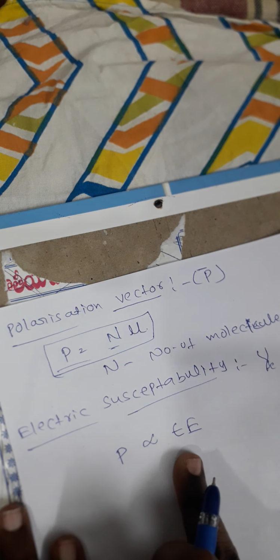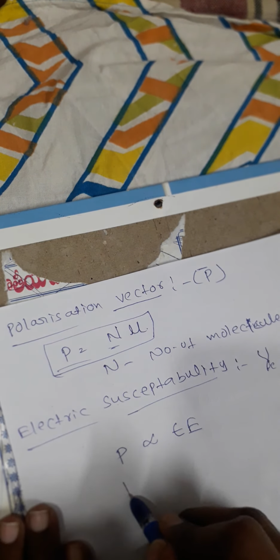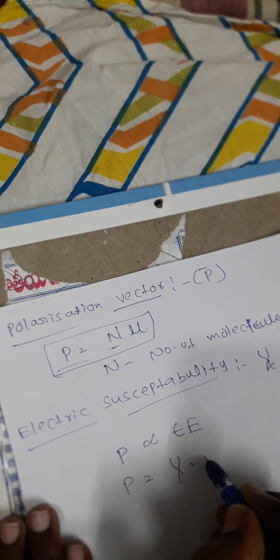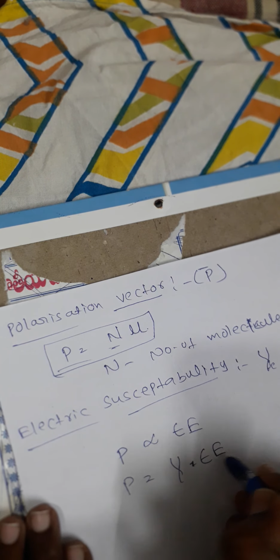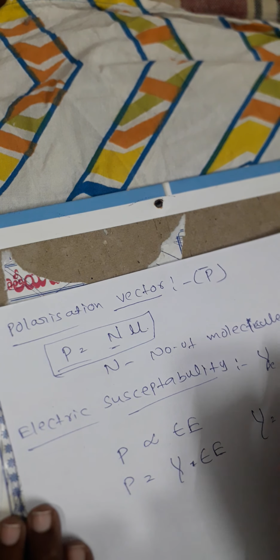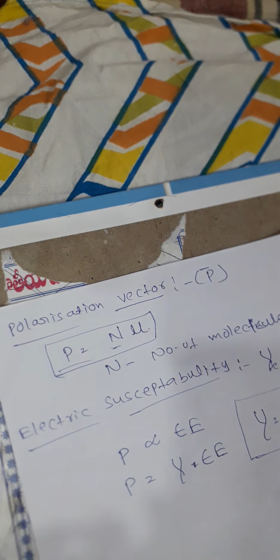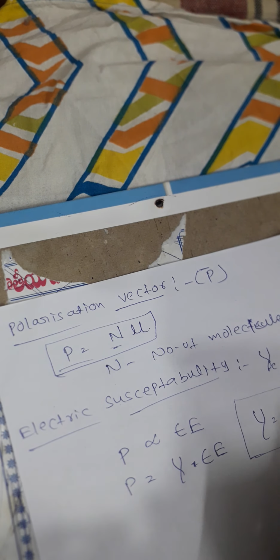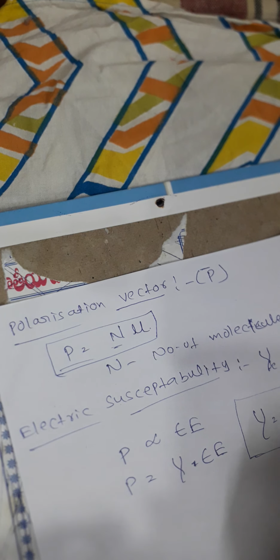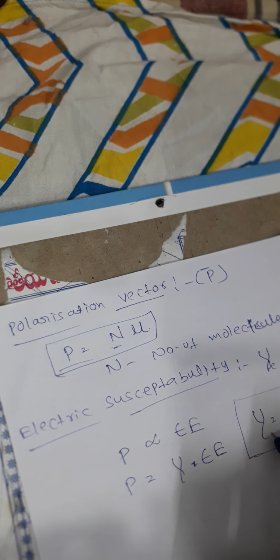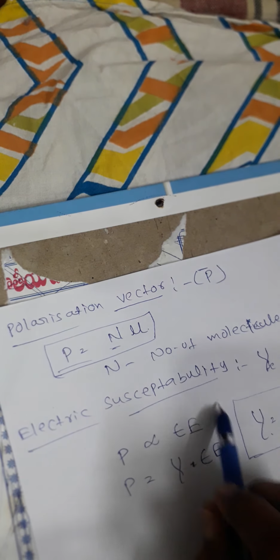So the polarization vector is directly proportional to the product of the permittivity and electric field. Removing the proportionality constant, we get Xi into epsilon into E. So Xi is equal to P by E into epsilon. This is called electric susceptibility. P is the polarization and E epsilon is the electric flux density, or electric displacement. So Xi is the ratio between the polarization vector and the electric flux density. That is electric susceptibility.